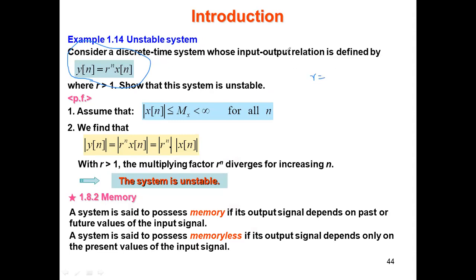Okay, let me take you to the whiteboard now. y of n equal to r to the power n into x of n. What do you think, by the way? Stable or unstable? Unstable. Let us see. Let me draw three of them. y of n equal to r to the power n into x of n. Then the second one I will write y of n equal to r to the power n into x of n, and then let me multiply this by u of n.